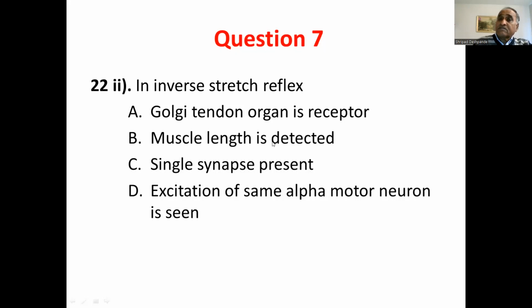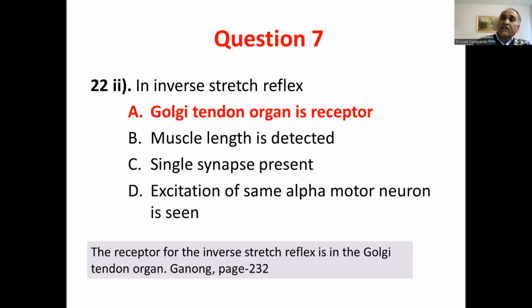Muscle length is monitored by the muscle spindle. The muscle force is monitored by the Golgi tendon organ. So it is the tension developed within the muscle to prevent the rupture of the muscle. So this is working. The answer to inverse stretch reflex is the Golgi tendon organ is a receptor. A is correct. I have already explained the other three options. You can find this on page 232 of Ganong.